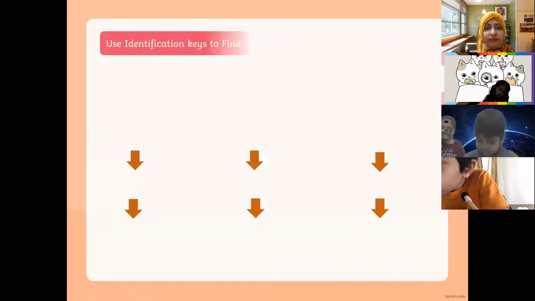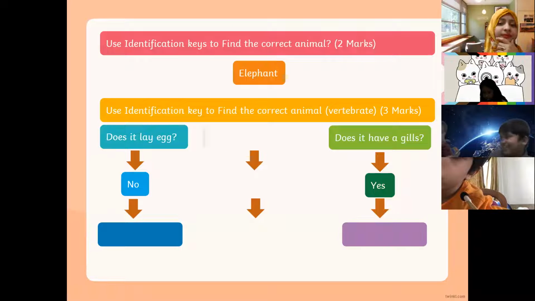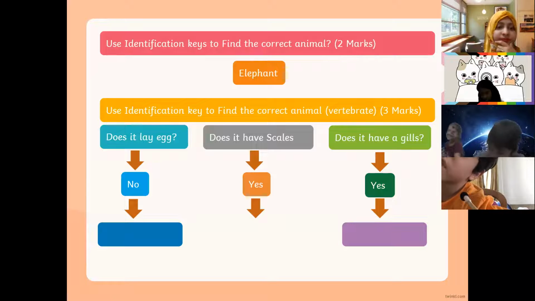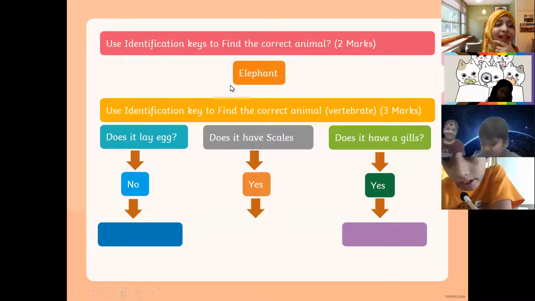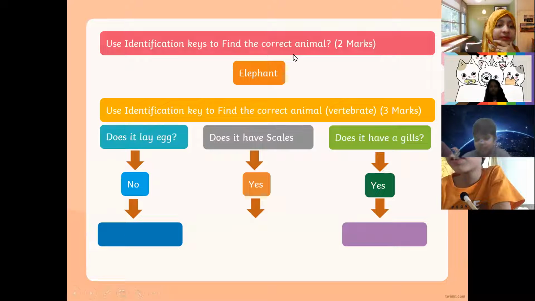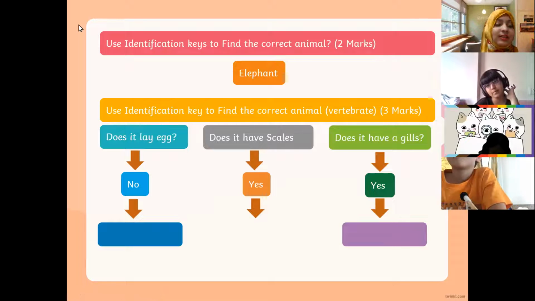Ma'am, this is the last one. Which one? Is this the last one? Yes, this is the last slide. First, you have to write the identification keys. How many marks is this? This is for 2 marks, and the second question is for 3 marks. This is for elephant. Yes, elephant. You should write at least 5 questions. Okay, 5 questions. Ma'am, what are these?